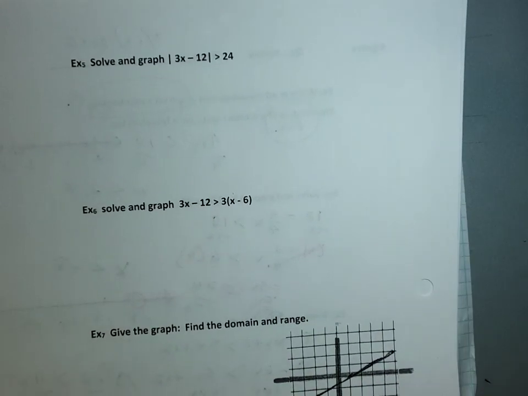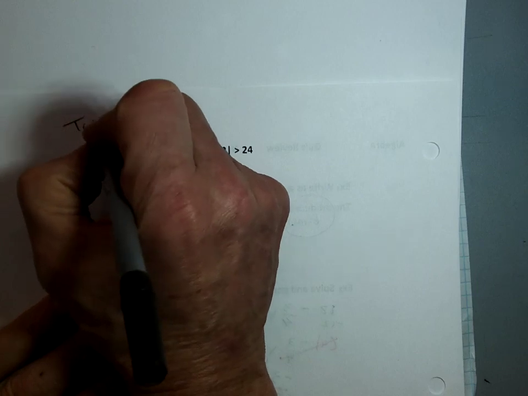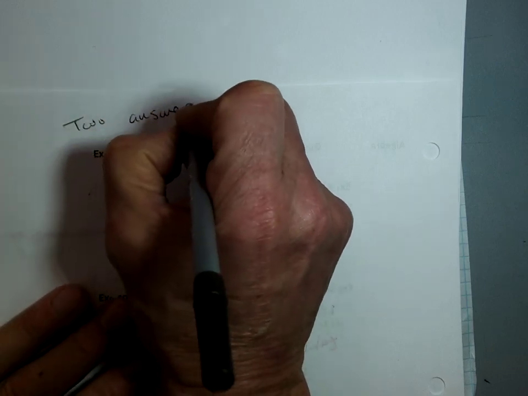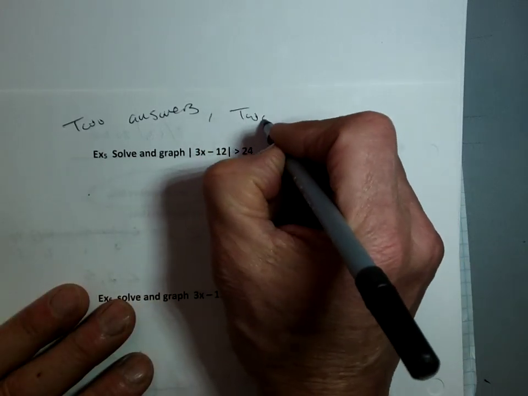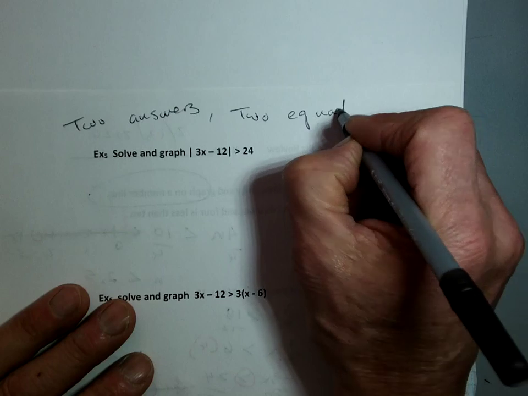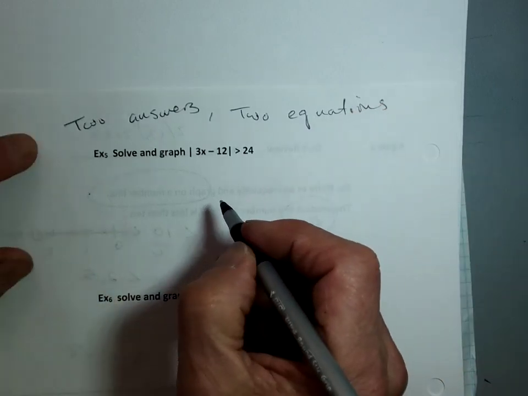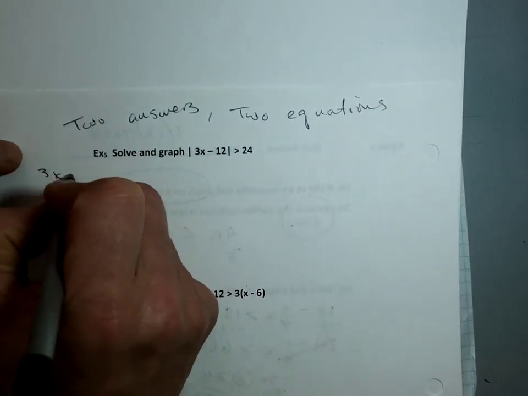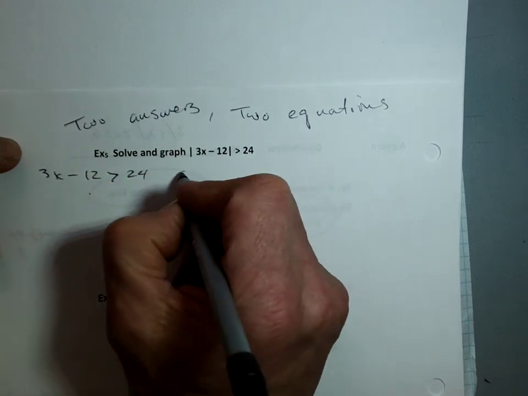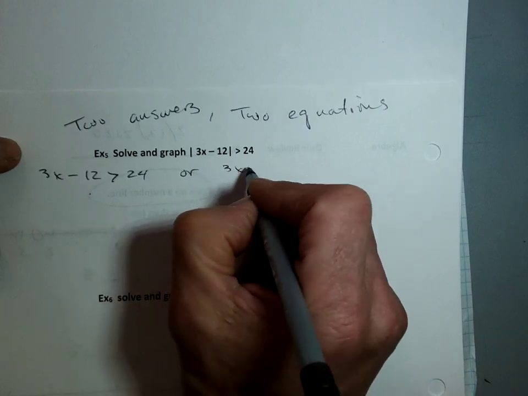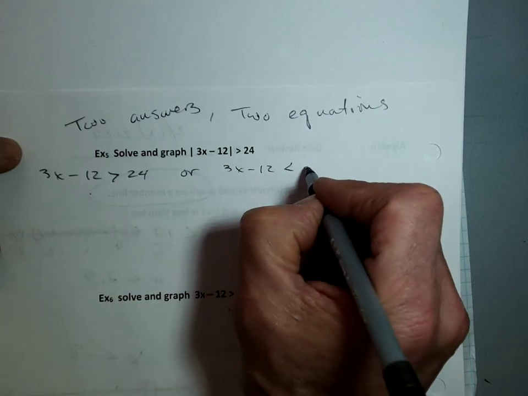All right, number 5. Okay, number 5 is an inequality, which means we're going to have two answers. To get two answers, we're going to need two equations. I'm going to write that down. So don't forget tomorrow, because I'm going to use this to help me out on my quiz, right? Two answers, so I need two equations. All right, so my first equation is going to be 3x minus 12 is greater than 24. Or my second equation is 3x minus 12 is less than negative 24.